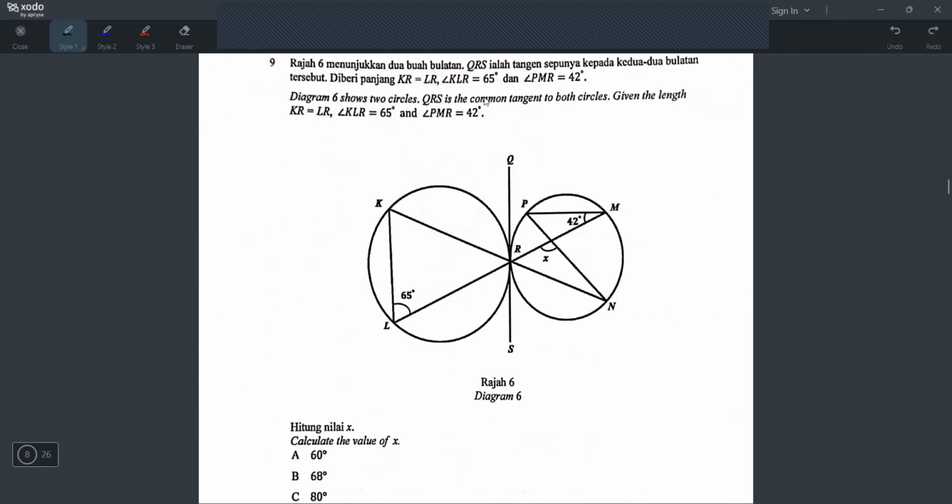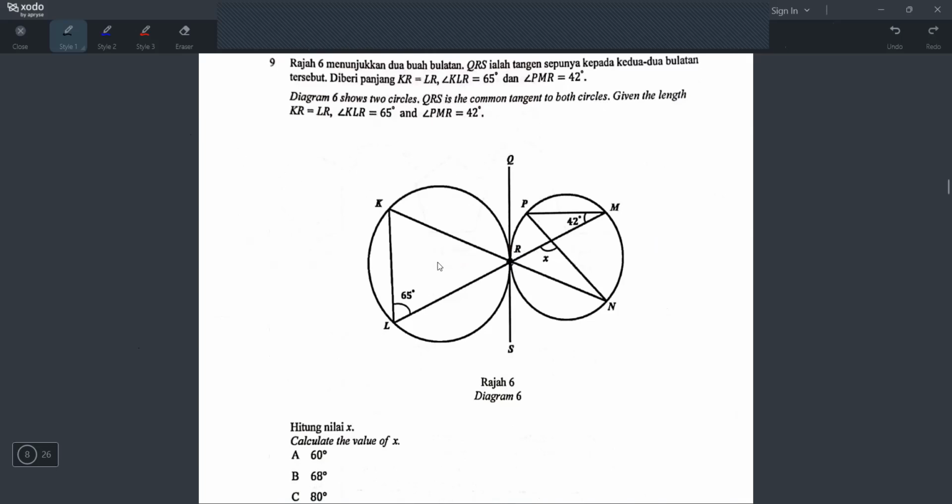Okay, number 9, diagram 6 shows two circles. QRS is the common tangent to both circles. So this QRS is a tangent. So what does this tangent mean? It will touch the left circle at one point and touch the right circle at one point. And this point is point R. And what do we call this point? We call this point R the tangent point.